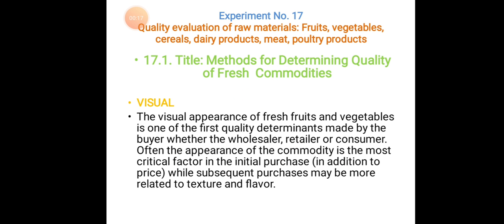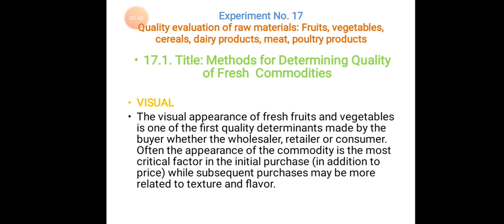Today we will see experiment number 17. Quality evaluation of raw materials: fruits, vegetables, cereals, dairy products, meat, poultry products. Under that, first, 17.1, methods for determination of quality of fresh commodities, that is nothing but our fruits as well as vegetables.